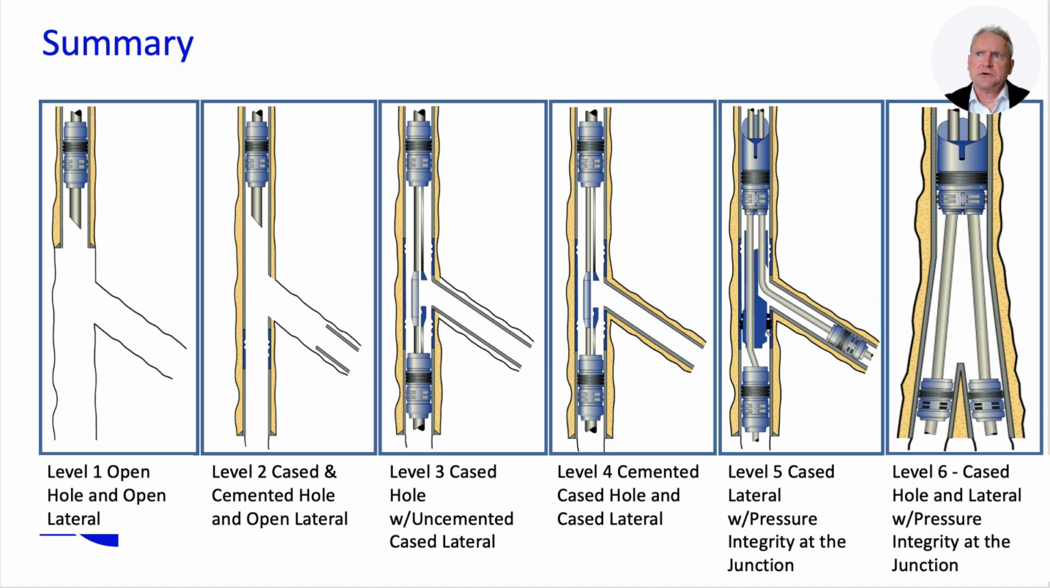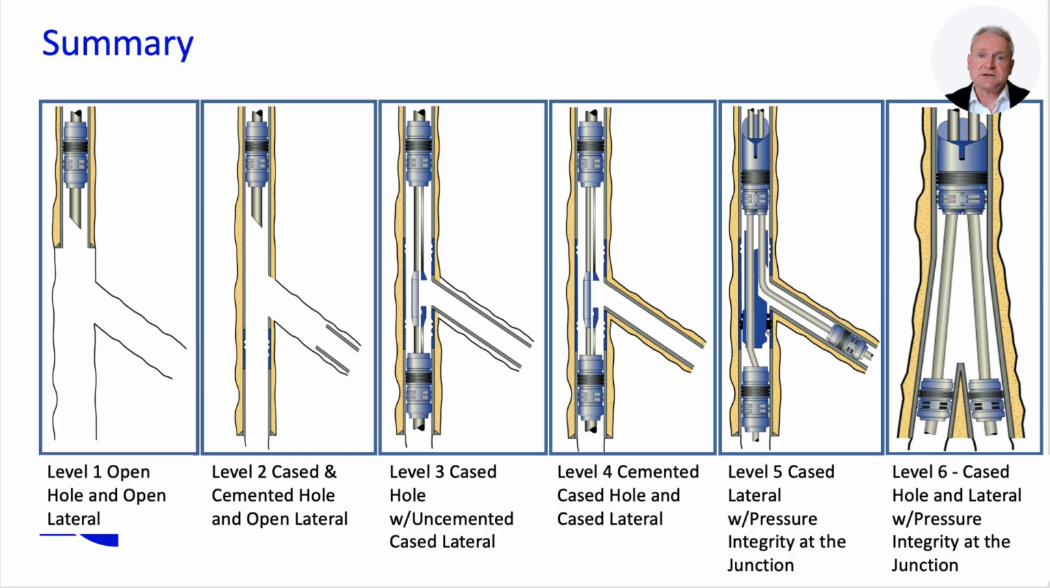Level 3 introduces mechanical support at the junction by using a liner hanger to case the lateral back to the main bore. Both bores remain accessible, which improves operational options. However, hydraulic isolation is still not achieved. Level 4 cements both bores at the junction, creating a mechanically robust design suitable for unconsolidated formations. The major limitation remains the lack of pressure isolation across the junction.